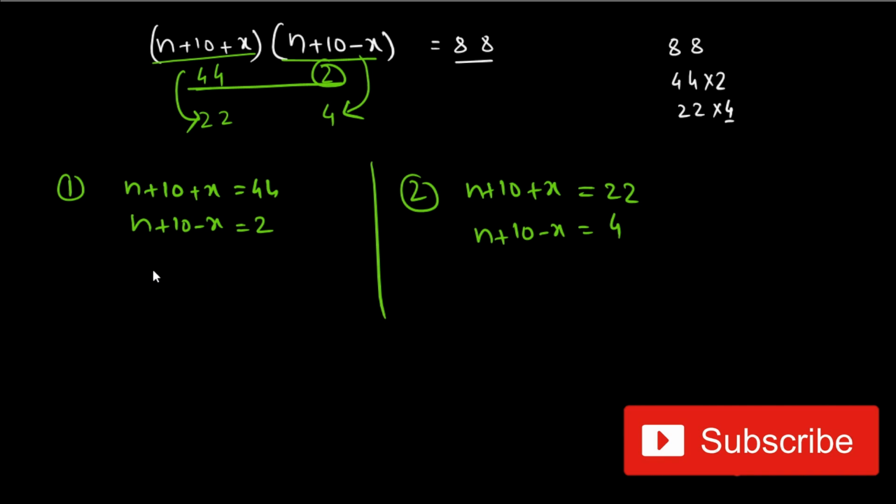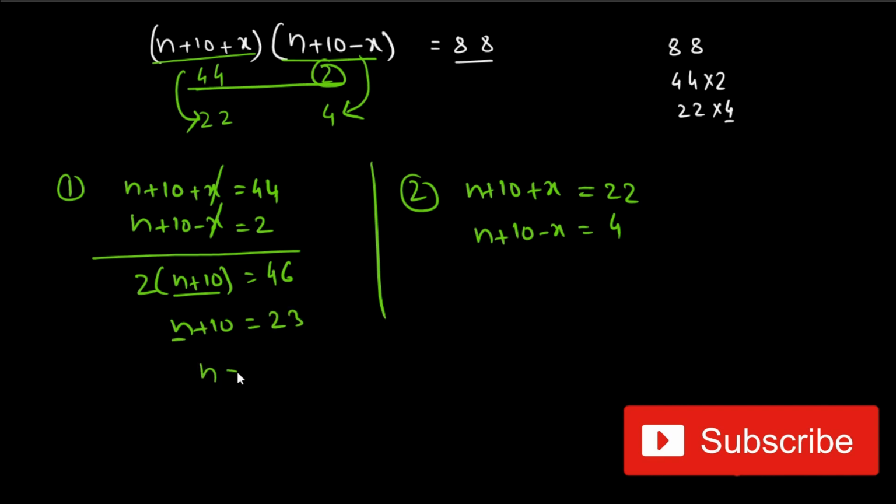Now we'll solve it. If we add these, we can cancel x and x. So 2 times (n + 10) is equal to 44 + 2, which is 46. So the value of n + 10 will be 46 divided by 2, which is 23. From here the value of n is 23 minus 10, that is 13. So we have n equal to 13 for the first case.